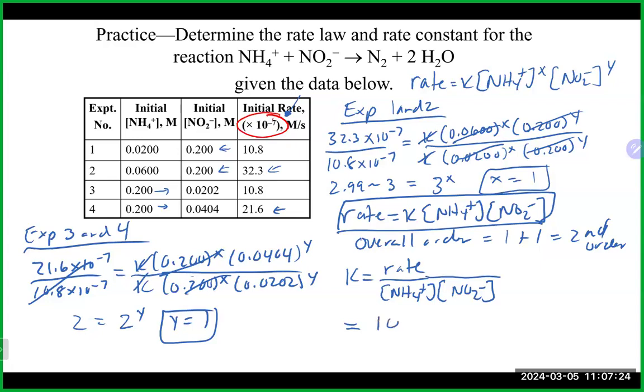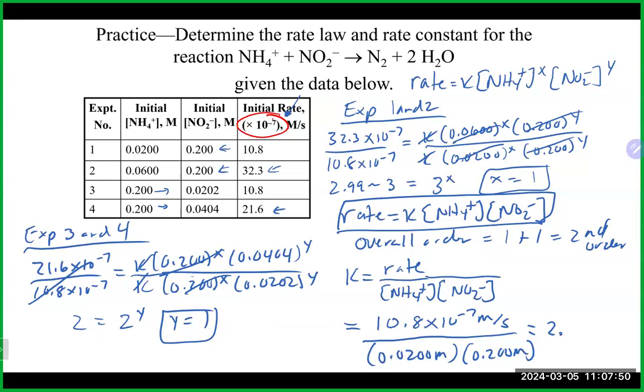I'm going to go with the very first experiment to put in there. So 10.8 times 10 to the minus 7 molar per second divided by 0.02 molar and 0.2 molar. That's going to give me 10.8 times 10 to the minus 7 divided by 0.02 and divided by 0.2, and that will get me a rate constant of 2.7 times 10 to the minus 4. Unit-wise, molarity on top and bottom will cancel, giving us 1 over molar seconds, which we've seen a number of times for our second order reaction overall.